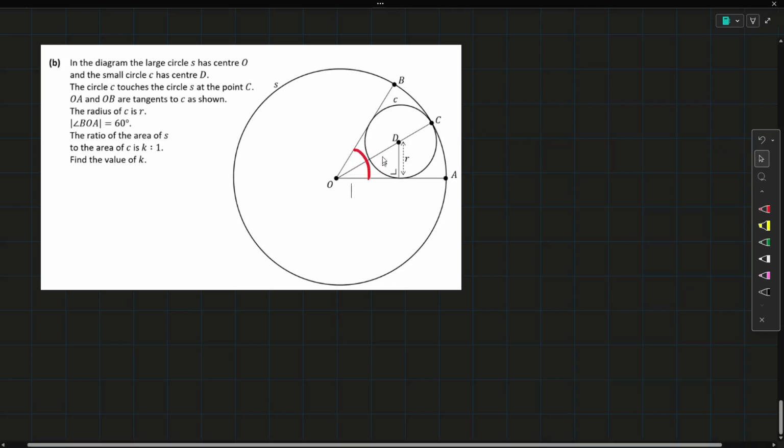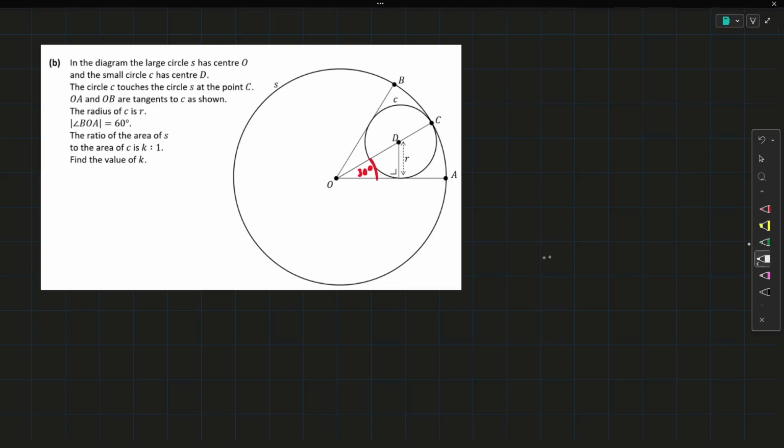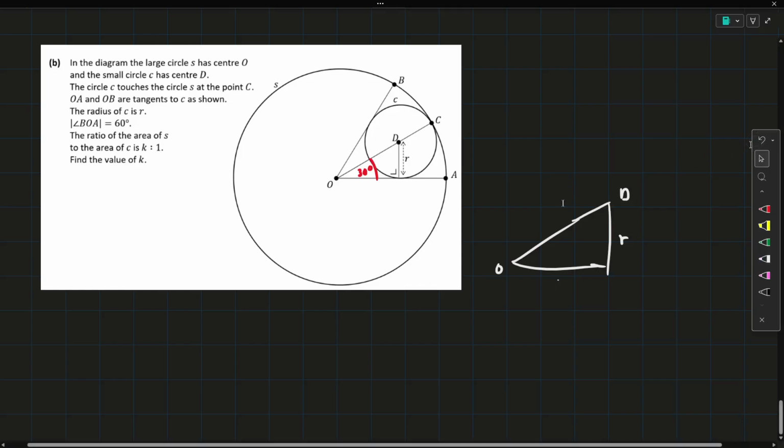And we can see that this angle gets cut in half here, and the reason for that is just because this diagram is symmetric. So this angle here is going to be 30 degrees, and then we have a little right angle triangle there, where this is OD, and here is a radius. We don't really know anything about this side, but it's not super important. But the hypotenuse is going to be nice.